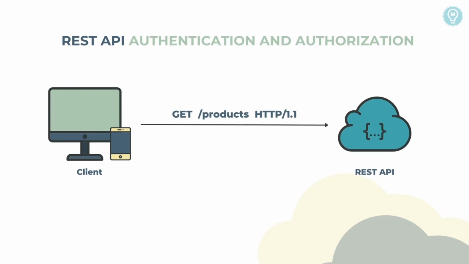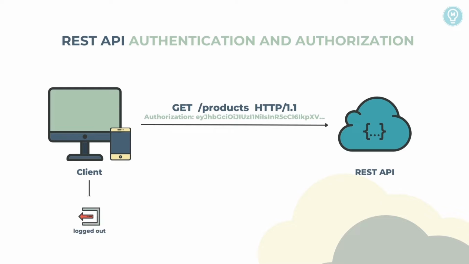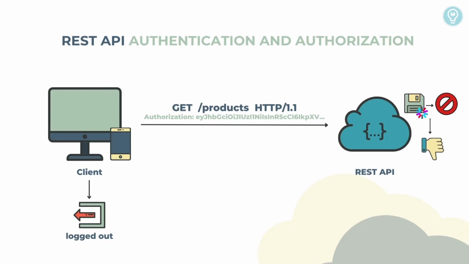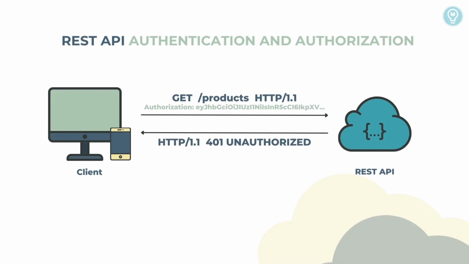So when the client tries to access an endpoint passing the access token, since the client had already logged out, that access token is saved on a blacklist on the server, making it invalid. So the API will return a 401 unauthorized status code to the client.